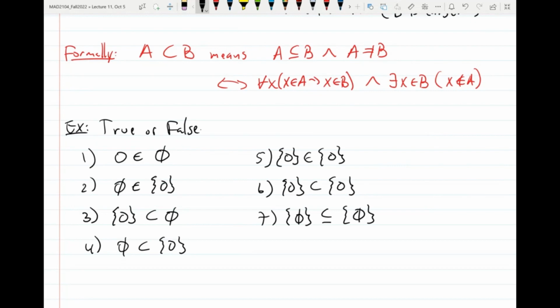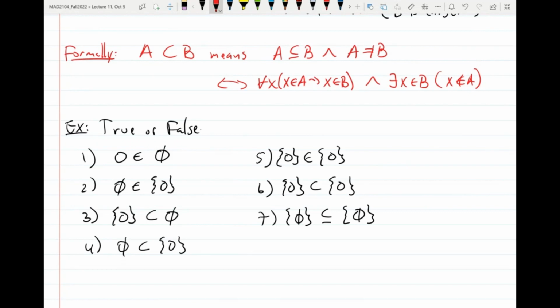Okay, so here we have 7 statements. The job is to tell me whether they're true or false. Okay, let's go one by one. The first one. Do you want to think about those first? It's already 50, so I think there's not much time. So let's do it together. The first one. What do you think? Is it true or false?